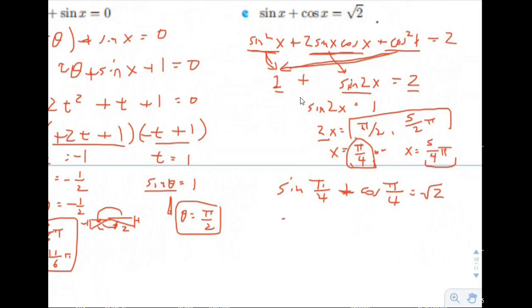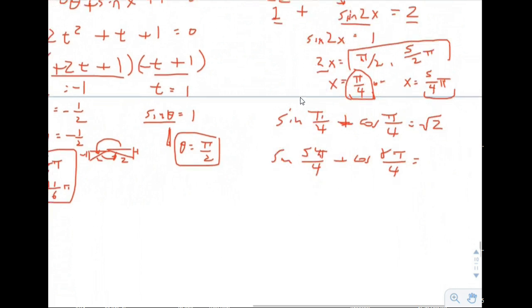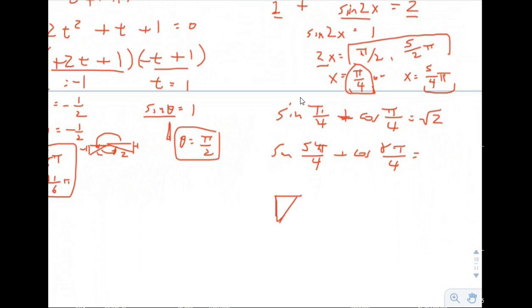What about 5/4 pi? Sine of 5 pi over 4 plus the cosine of 5 pi over 4. What does that equal? Well, remember, 5 pi over 4 is this angle here. The sine of this angle would be -1 over square root of 2. The cosine of this angle would be -1 over square root of 2. We could also say it's square root of 2 over 2. So negative square root of 2 over 2 minus square root of 2 over 2. And that gives us negative square root of 2. It didn't give us positive square root of 2. It gave us negative square root of 2.